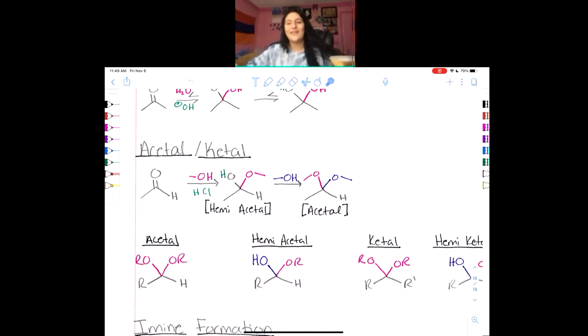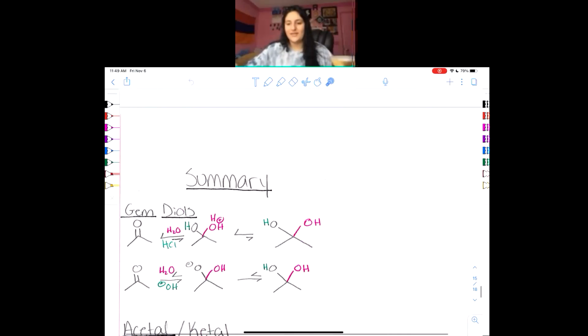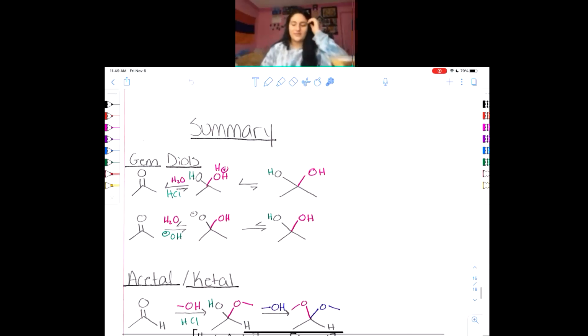Okay, so for the acetal, yes I can. Someone said, can I repeat that? So for the gem diol reaction, we have the ketone form and the gem diol form. When we have acid catalyst, we're going to prefer the ketone form. When we have a base catalyst, we are going to prefer the gem diol form. And I know that's still a mouthful, so I can repeat it again if you would like.